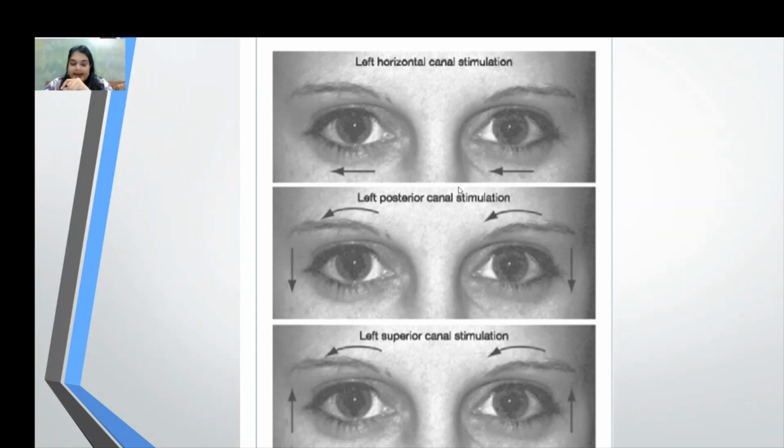This is the horizontal canal. With left posterior canal stimulation, there will be vertical torsional nystagmus, where the slow phase will be downwards and the fast phase will be upwards. With left superior canal stimulation, there will be a slow phase which is upwards and a resetting saccade which is downwards. This happens when a canal is normally functioning and it is stimulated.